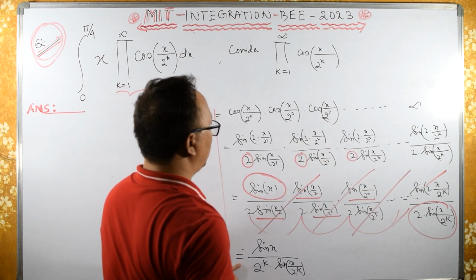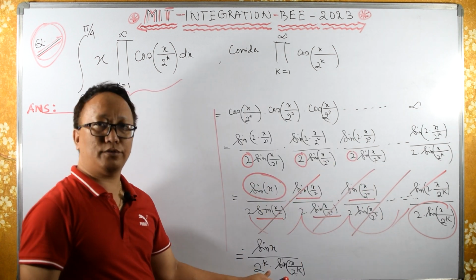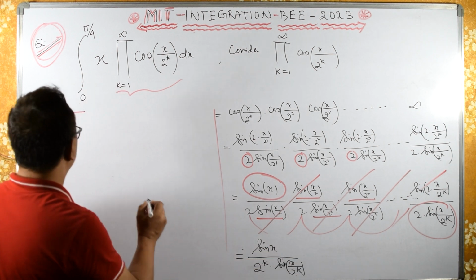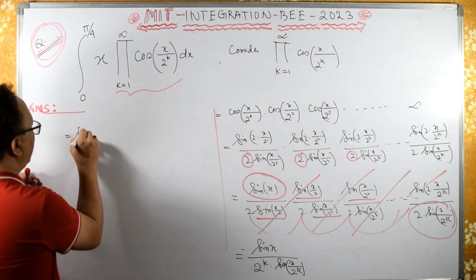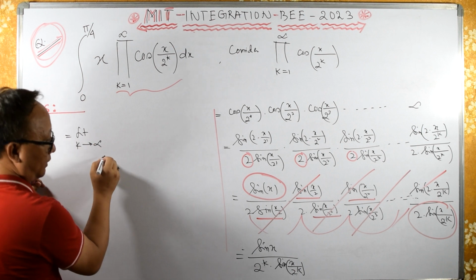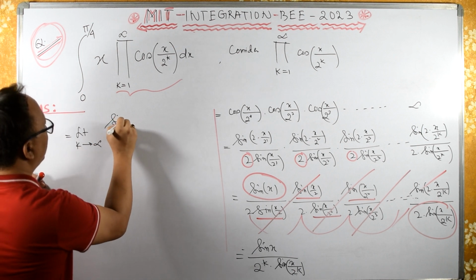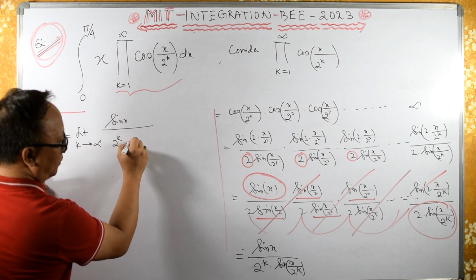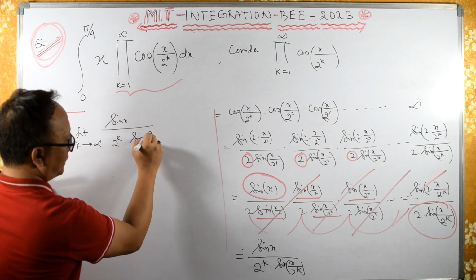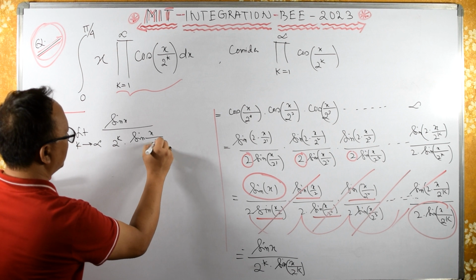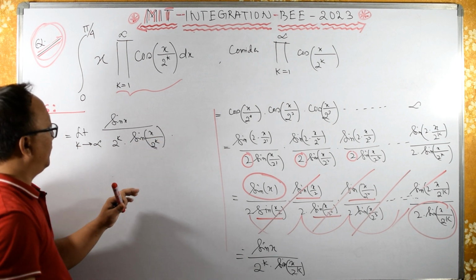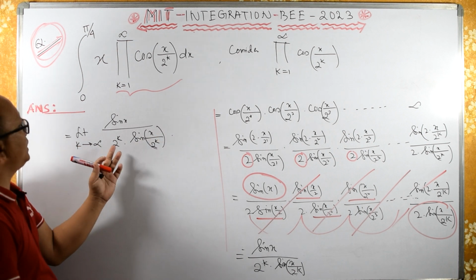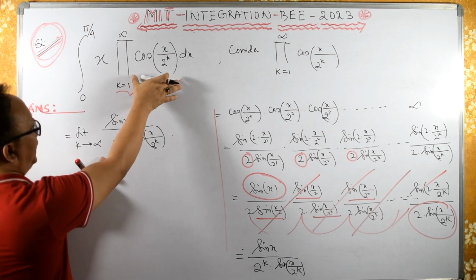So this k should tend to infinity. Therefore, limit of k tends to infinity, sine of x upon 2 raised to k into sine of x upon 2 raised to k. So we need to solve this. This is just this part, right?